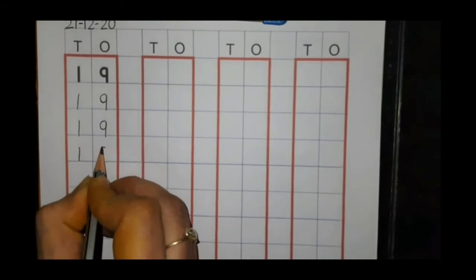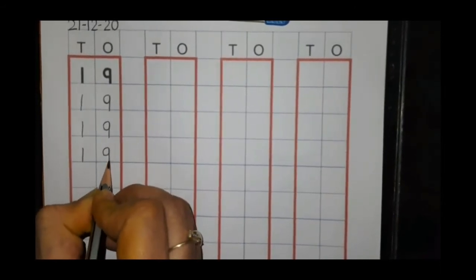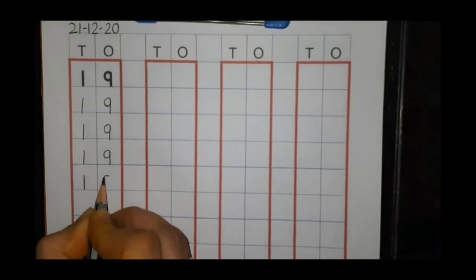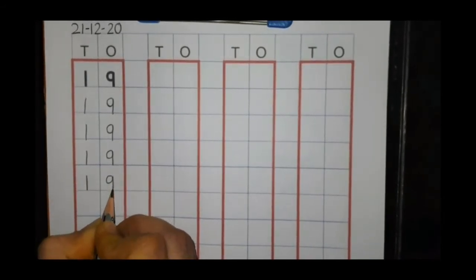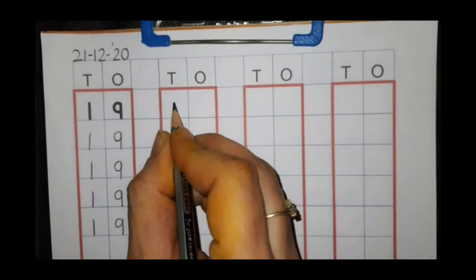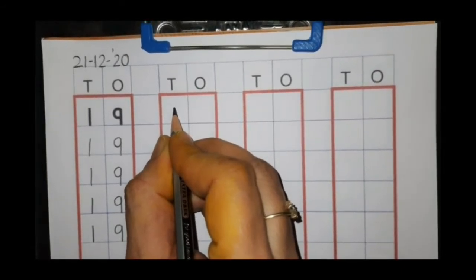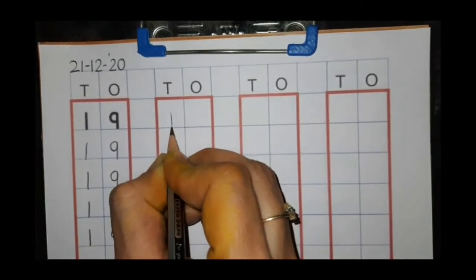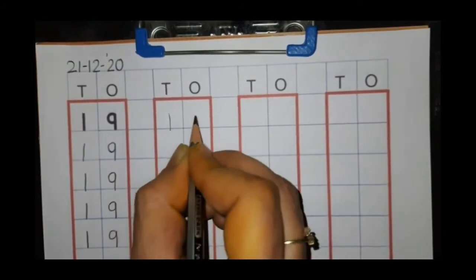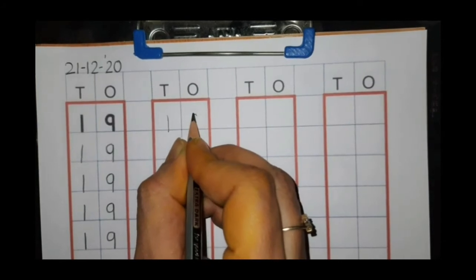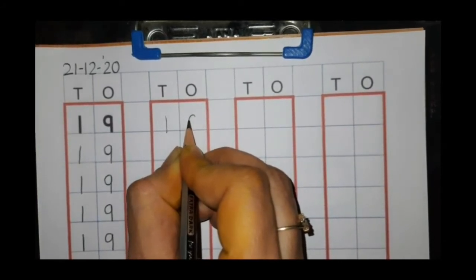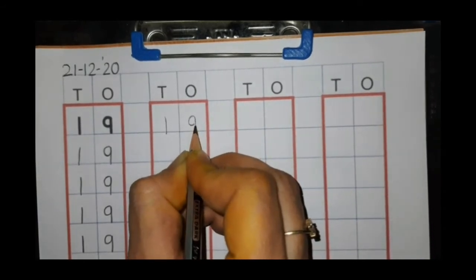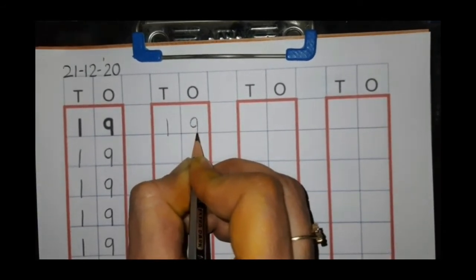1, 9, 19. For number 1, we will start from the middle, standing line, touch the bottom blue line. And for number 9, in the middle, C curve, go up, come down, standing, touch the bottom blue line.